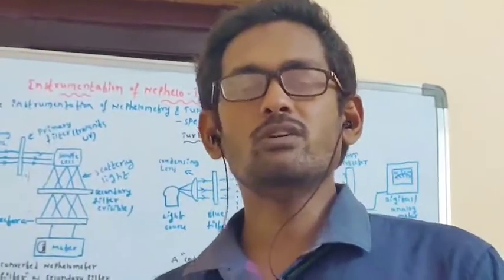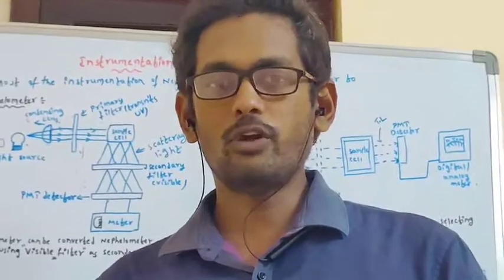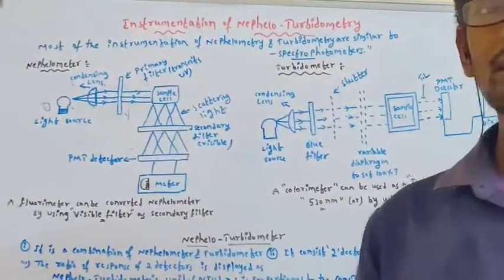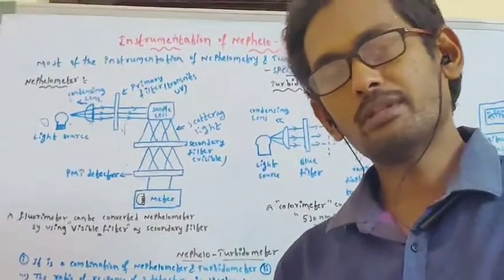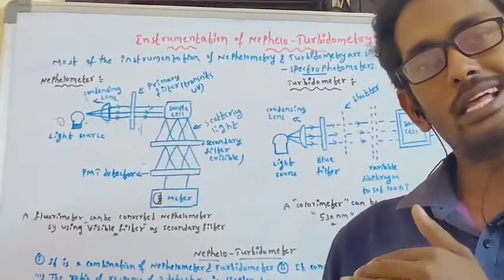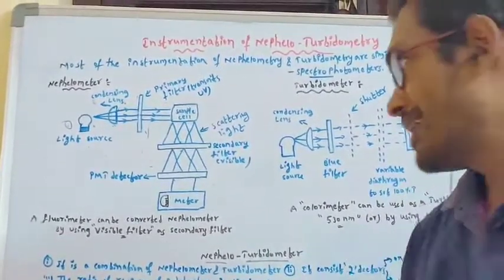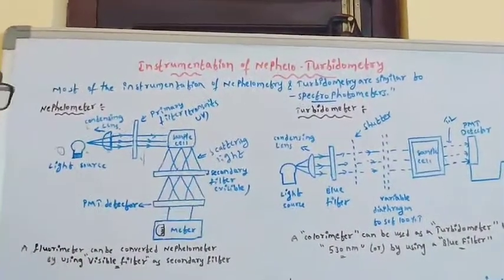In my last video, I explained the principle of nephelometry and turbidimetry. In this class, I am going to explain the instrumentation. First, I will explain the instrumentation of the nephelometry method and then the turbidimetry method. After that, I will explain the combination of nephelometry and turbidimetry, nothing but the nepheloturbidometer. Okay, let's say this is the instrumentation.